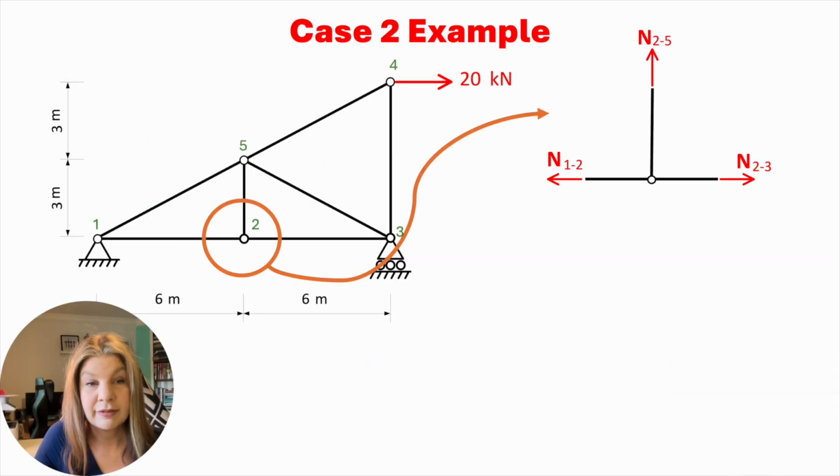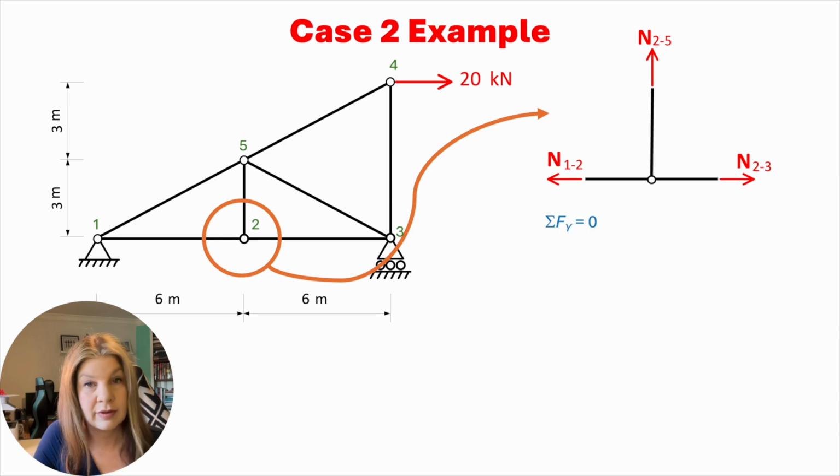In this case, if I look at joint number 2, I can see that I have 2 collinear members, N12 and N23. They're on the same line of action. And I have one member that has a component in the perpendicular direction, in this case, in the y direction. It doesn't matter what that angle is. It can be 90 degrees, it can be 2 degrees, it can be 170 degrees. The main thing is it is not on the same line of action, and there is a component in the perpendicular direction.